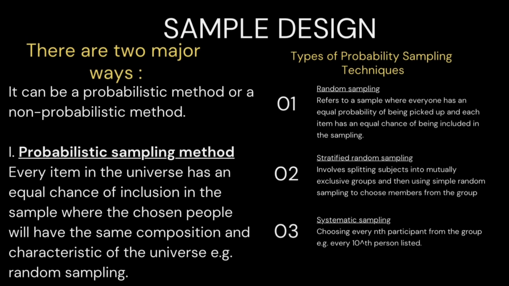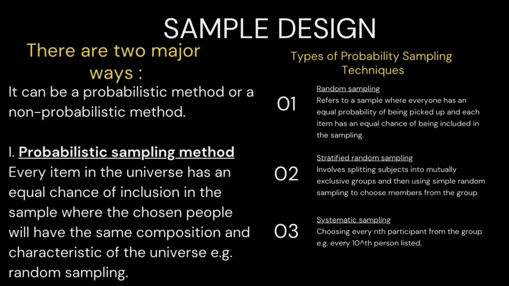Next is sample design. There are two major ways. It can be a probabilistic method or a non-probabilistic method. Probabilistic sampling method involves every item in the universe having an equal chance of inclusion in the sample, where the chosen people will have the same composition and characteristics of the universe. Majorly, the most common one is random sampling.